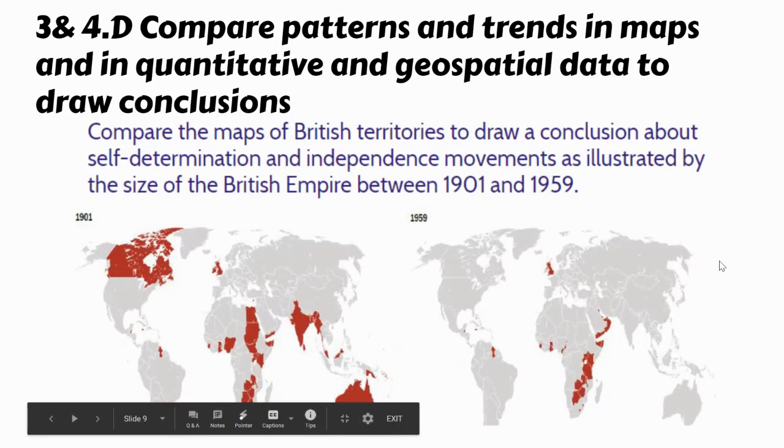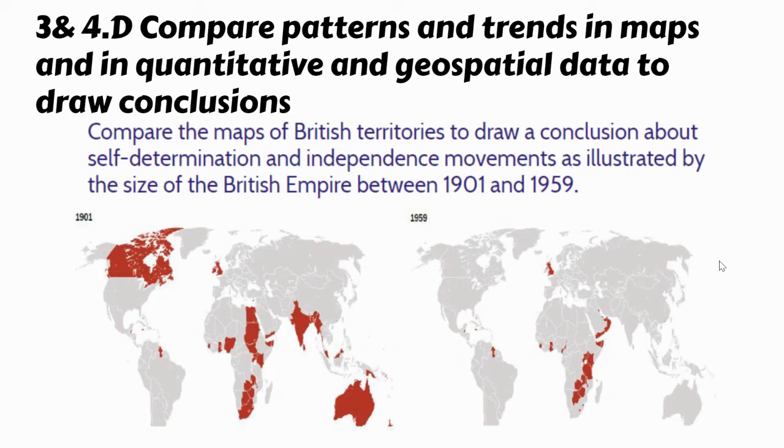Okay, something is wrong. 3 and 4D are just too similar for me to differentiate between the two. So I just put this as one: compare patterns and trends in maps and quantitative, you could say qualitative, because remember, maps fall under both categories, to draw conclusions. This one is asking you to actually compare the maps of the British territories to draw conclusions about self-determination and independence movements as illustrated by the size of the British Empire in 1901 to 1959. This is the one that kind of bothered me, because typically FRQ prompts are not this wordy.